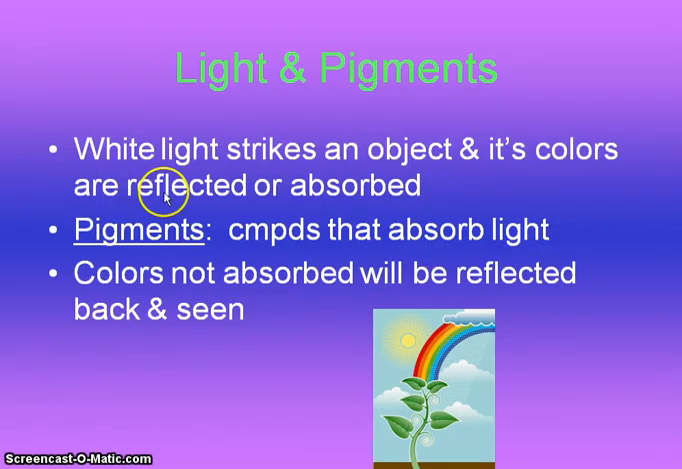So again, when white light strikes an object, its colors are either reflected or absorbed. Most plants are going to reflect green. That's what we see when we look at trees and grass and plants, and green is probably one of the most common colors that we will see. So that's what's being reflected. The other shades are being absorbed. There are pigments within those thylakoids that help to do the absorbing of the light.